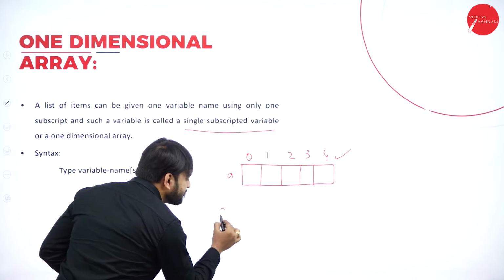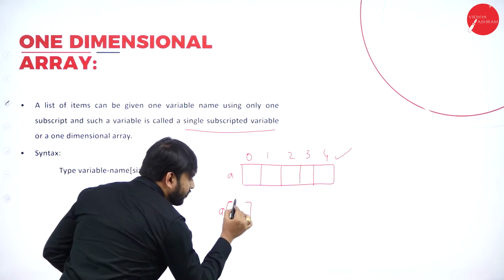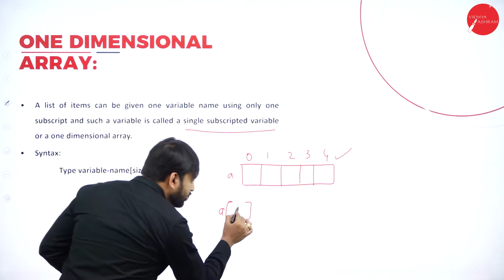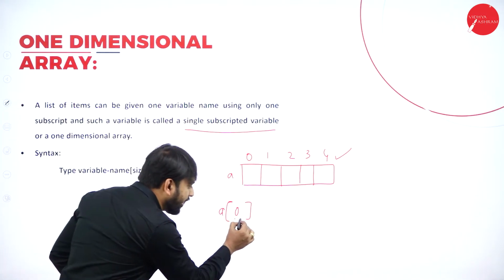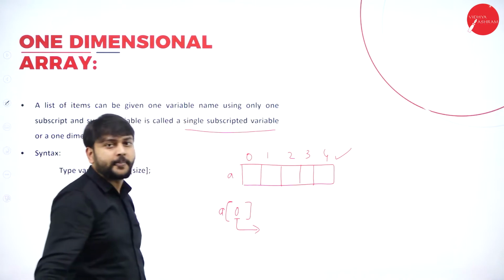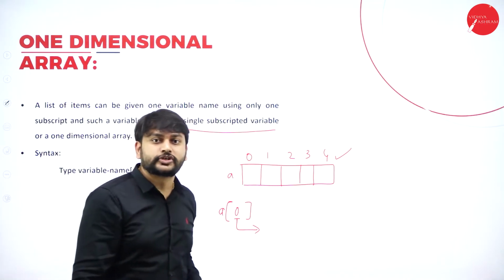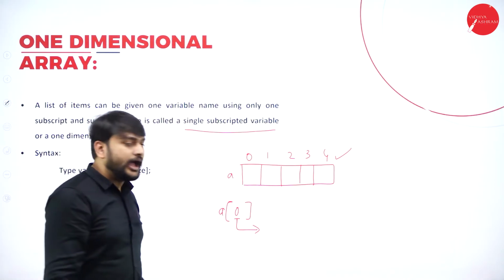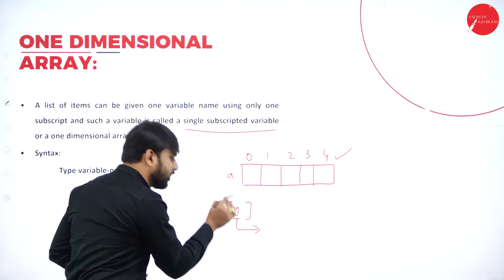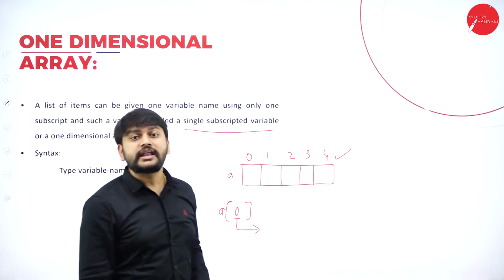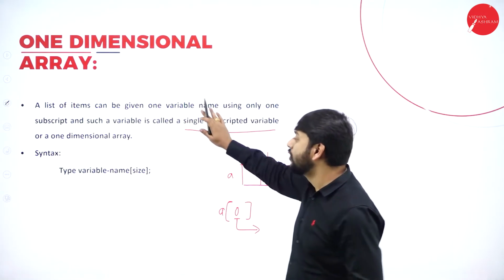If I want to write this, I can write like this: A of 0. So A of 0, in the sense, how many subscripts do I have? I have only one subscript. So this is what I will call a one-dimensional array. If you have only one subscript, you will call that a one-dimensional array. That is what they are trying to explain here.